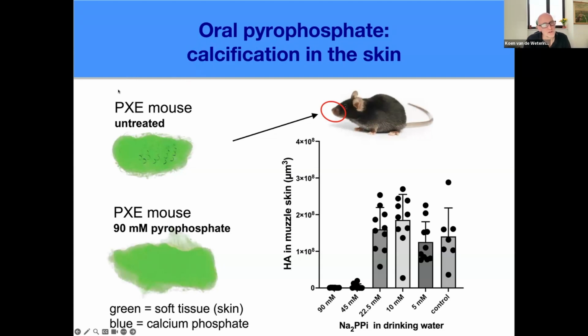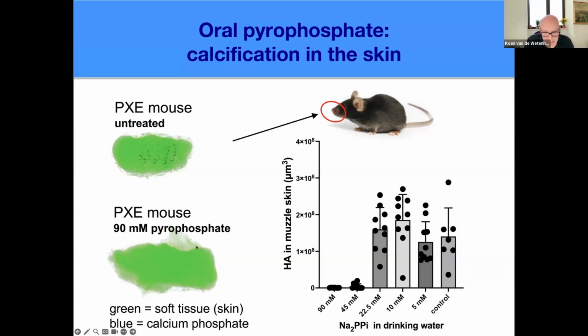The top shows the muzzle skin of an untreated PXE mouse. And the green material is soft tissue, whereas the blue material is the ectopic mineral that has deposited in the muzzle skin. So you can see that there's substantial calcification in the muzzle skin of untreated PXE mice. And that is depicted also for several animals. The amount of calcium phosphate deposition in the skin is shown here in this bar. So there's quite a lot of calcification in the muzzle skin.